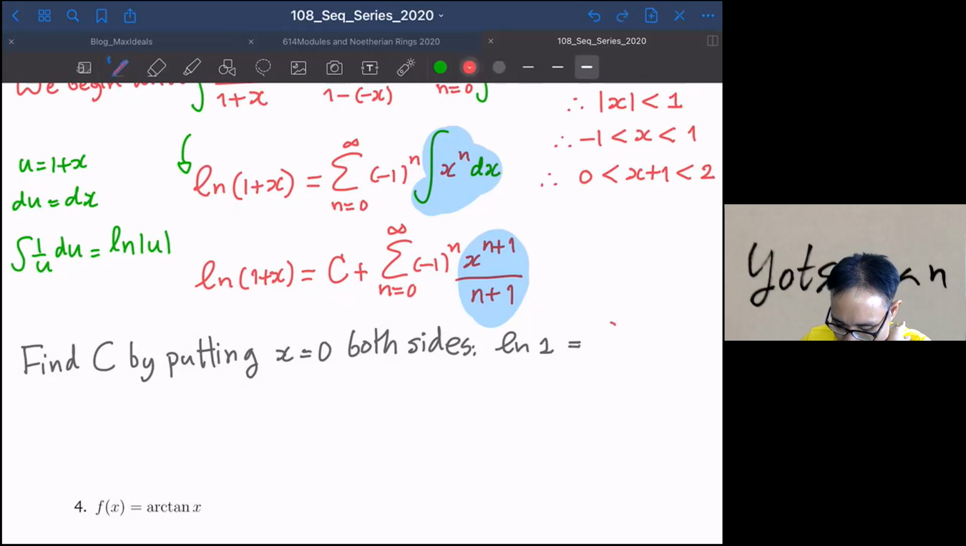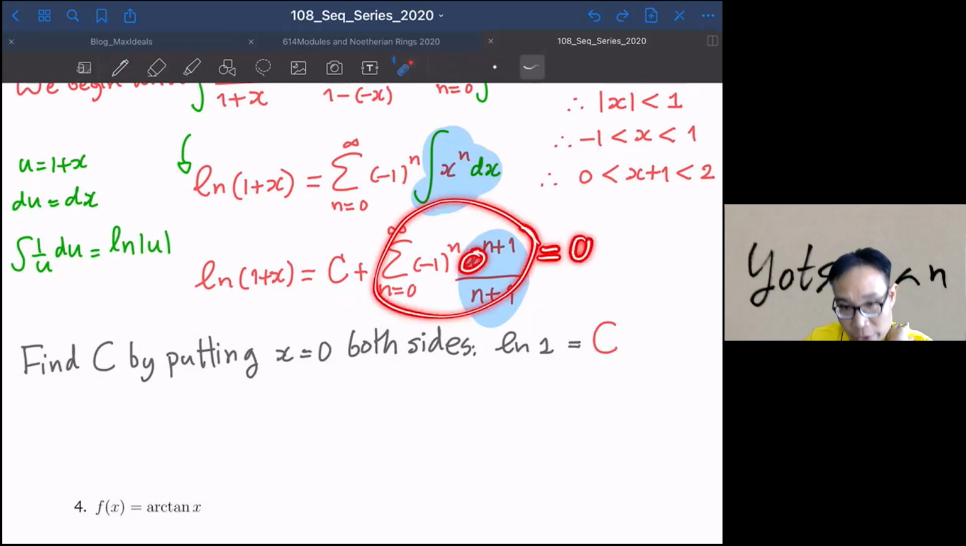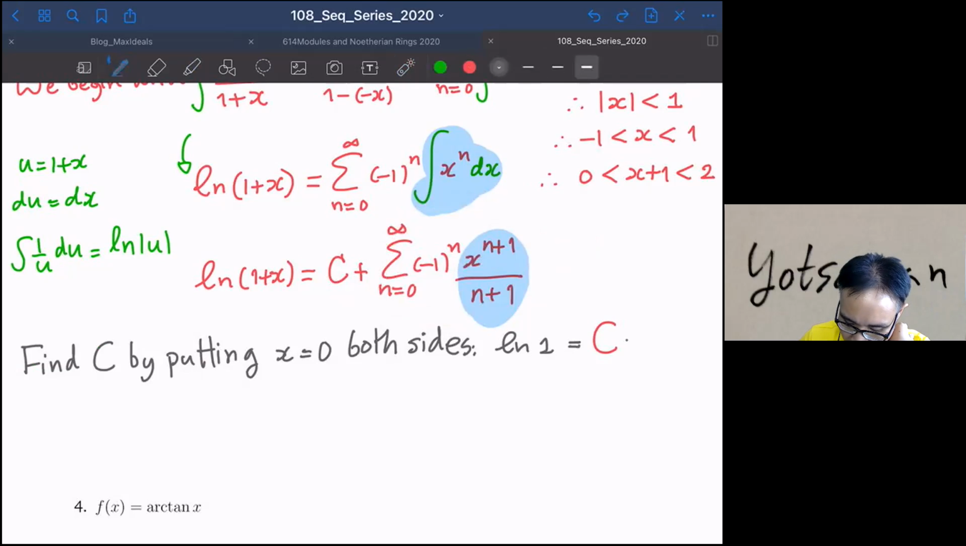Let me use the red color. And when you plug in x equal to 0, this guy will become equal to 0, because it's 0 to the n plus 1. So it's going to be plus 0. So you would have c equal to log 1. So this one will give you c equal to 0.